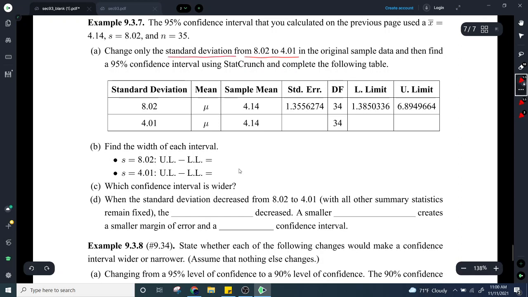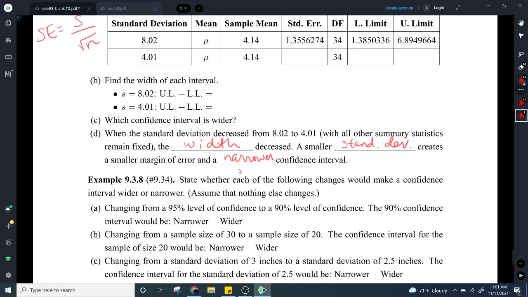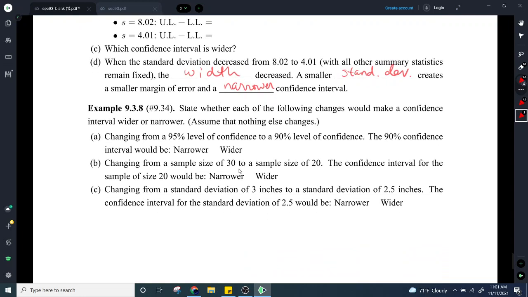And that's going to do the same exact thing, right? Because the standard error, remember, how did we figure that out? That was the sample standard deviation divided by the square root of the sample size. So if the standard deviation gets smaller, we're going to have a smaller standard error. Let's summarize that right here. When the standard deviation decreases, the interval width is also going to decrease. A smaller standard deviation is going to create a smaller margin of error and a narrower confidence interval. You're going to have the same result you had earlier because the standard error would also be affected by the standard deviation for the sample.